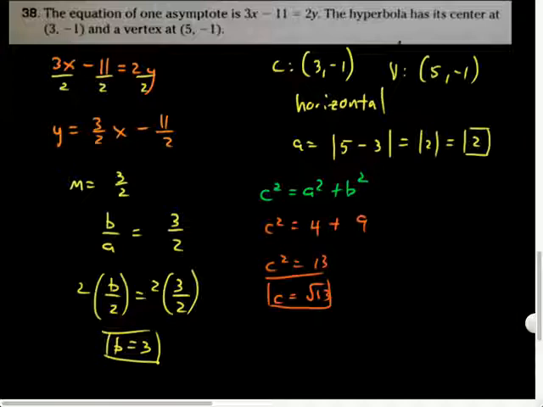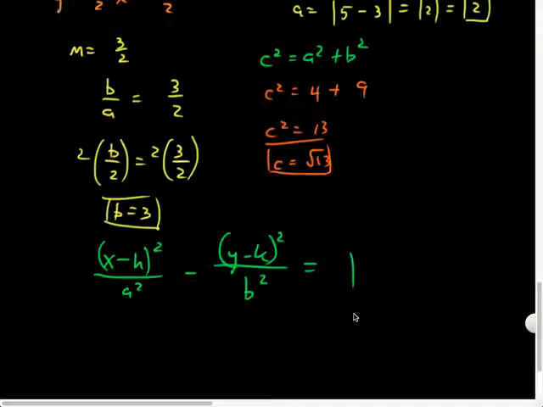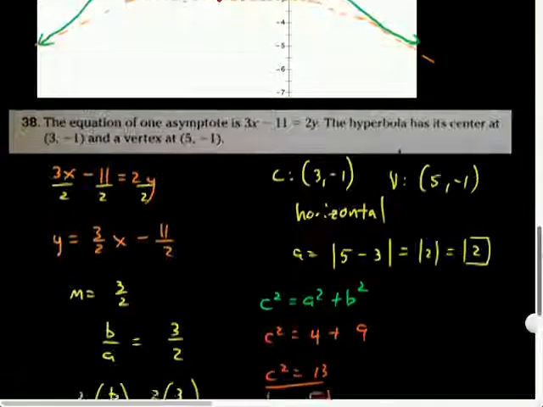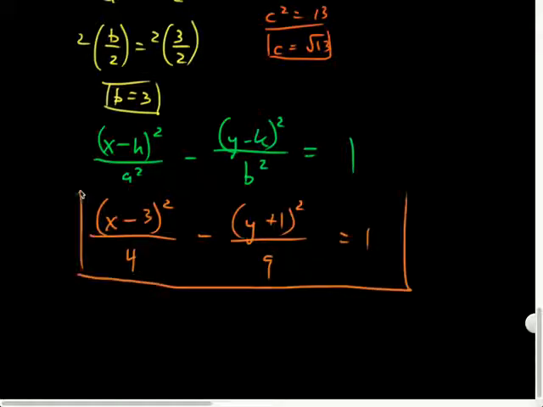We know that it's horizontal, so the equation that I'm plugging this into is going to have the x fraction positive, minus the y minus k squared fraction. I'm going to plug in all my values for h, k, a, b. So I'll have x minus 3, over a was 2, so 2 squared is 4, minus y plus 1, over b is 3, so that's 9, equals 1. And we found our culprit. Mystery solved.